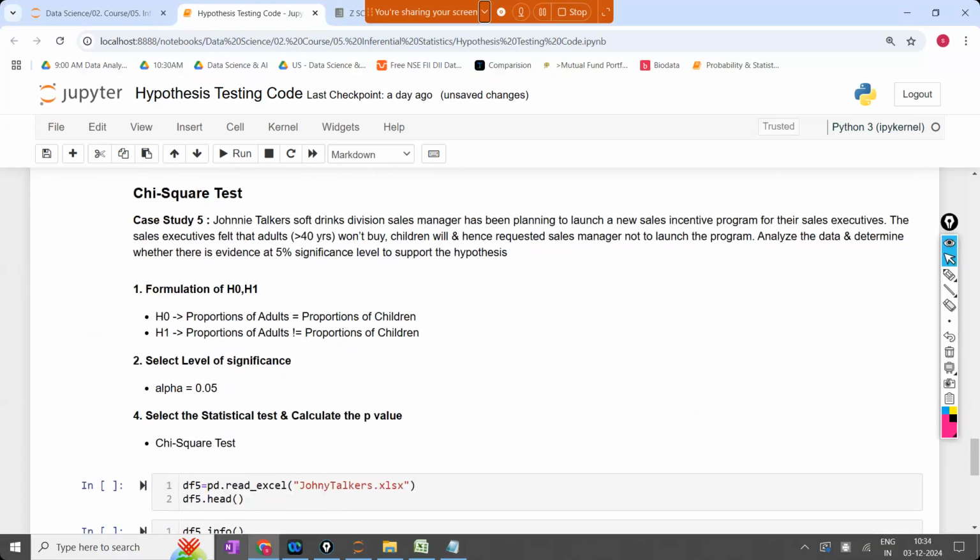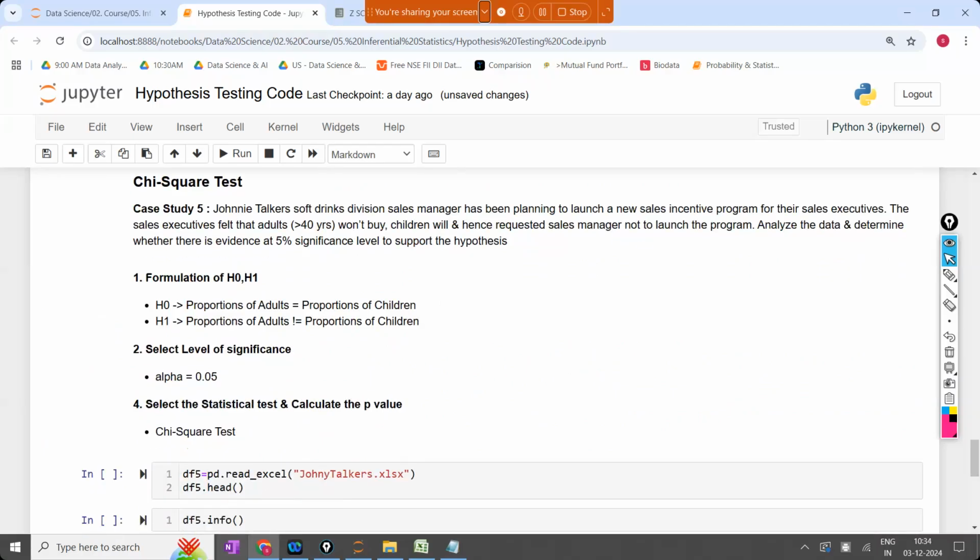Now, the next test, the next case study, we have in terms of Johnny Walker. Johnny Walker's soft drinks division sales manager is planning to launch a new incentives program. The sales executives felt that, sir, this soft drink is bought only by adults, and children are not buying this product. Hence, they requested the sales manager not to launch the program.